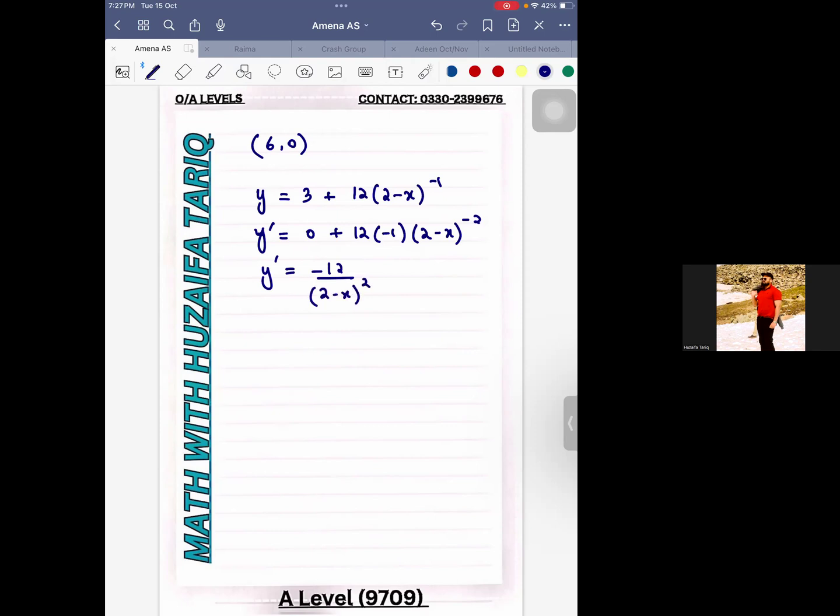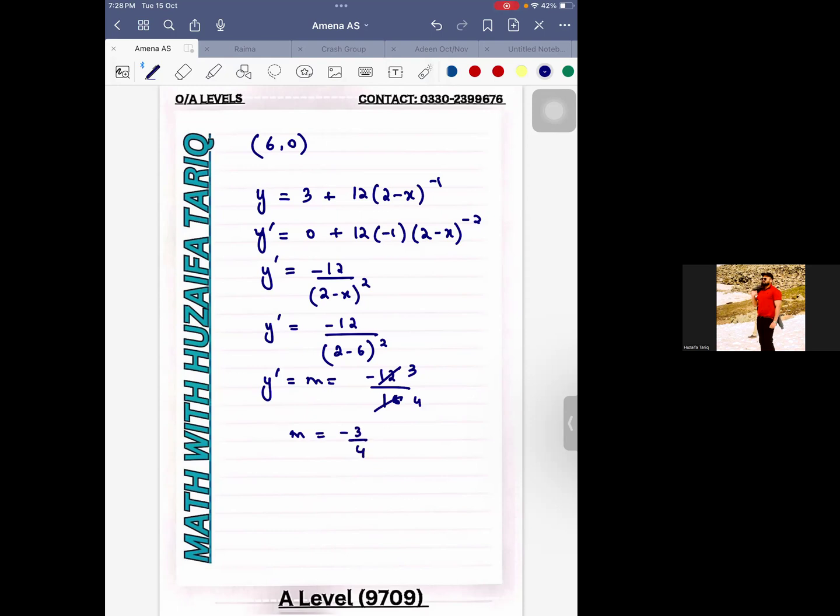Now you have to substitute the value of x, that is 6, in the equation. So it will be minus 6 whole square. And the value of y bar, which is gradient, is equals minus 12 upon 2 minus 6 is minus 4, which is 16. Positive 16. And after cancellation, we will get 3 by 4. So the value of the gradient is minus 3 by 4.